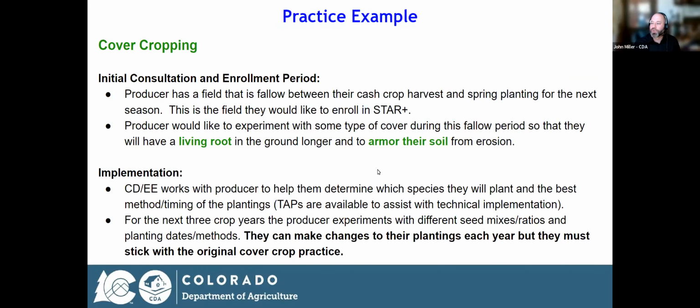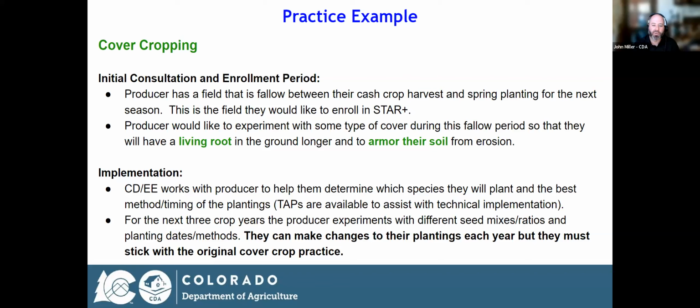So now I'm going to go through some specific practice examples, and we'll just start with the initial consultation and enrollment period. The one I'm going to go through here is for cover cropping. Let's say a producer has a field that is fallow between their cash crop harvest and their spring planting for the next season. This is the field they'd like to enroll in Star Plus. The producer would like to experiment with some type of cover during this fallow period so that they will have a living root in the ground longer and to armor their soil from erosion.